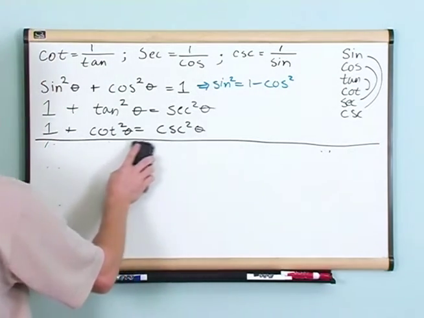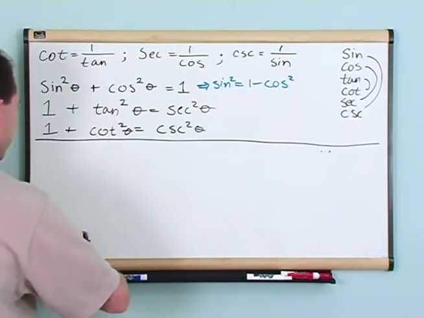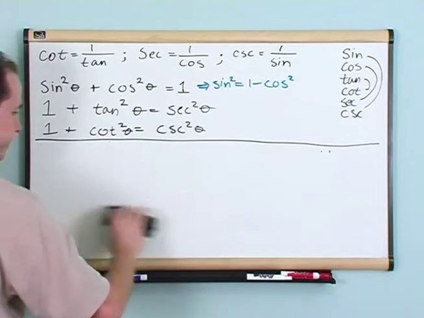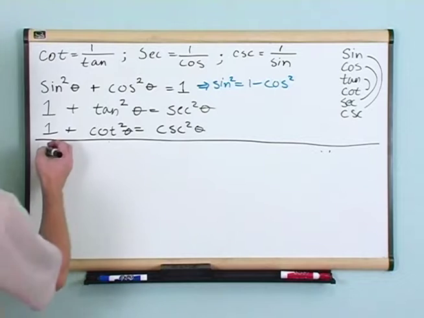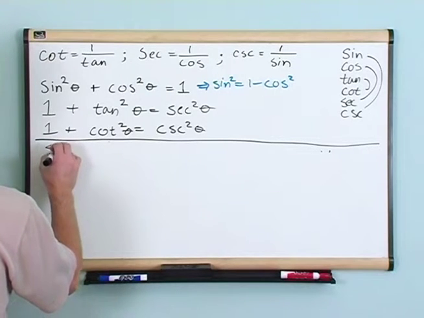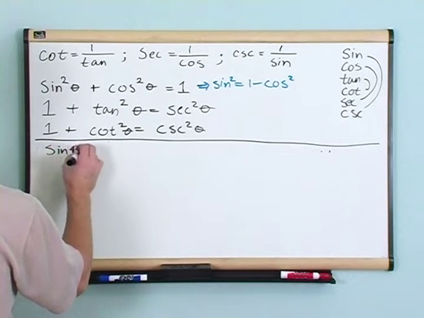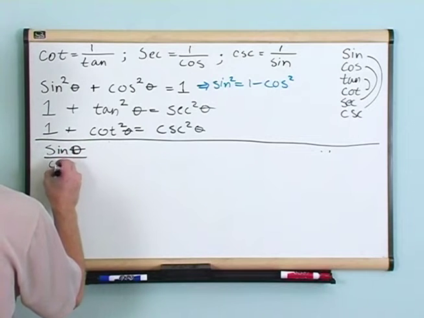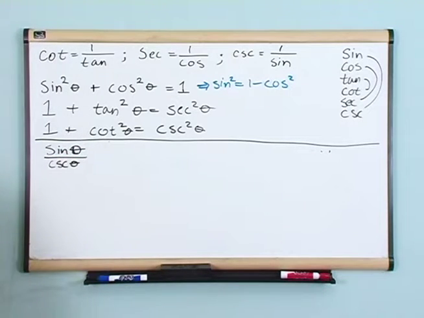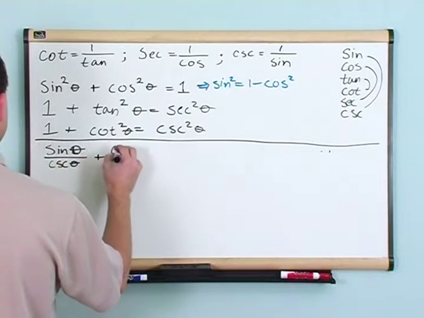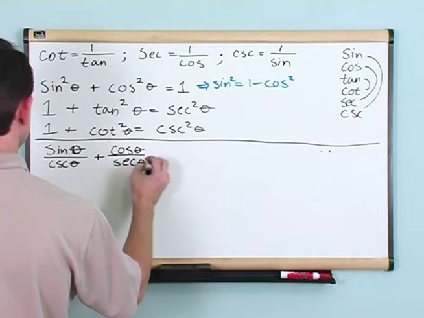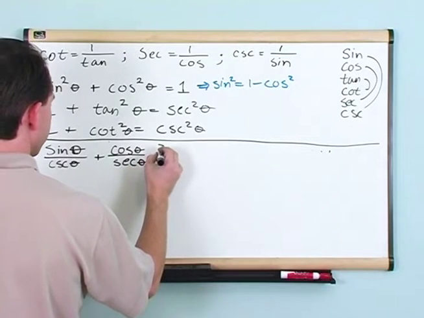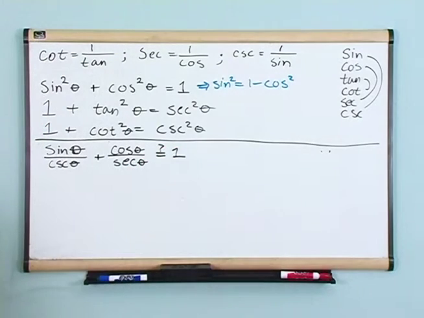And this technique is going to apply to identities in general. You're trying to simplify identities or simplify expressions. What if you had sine of theta over cosecant of theta plus cosine of theta over secant of theta? And I'm asking myself, is that equal to 1?